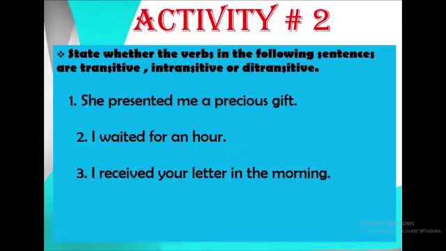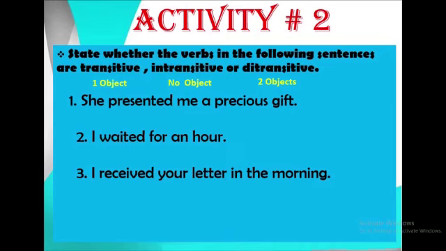Okay. Now let's do activity number 2. State whether the verbs in the following sentences are transitive, intransitive or ditransitive. So before we do that, let's have a recap. A transitive verb takes one object. An intransitive verb does not take any object. Rather, a ditransitive verb takes two objects.